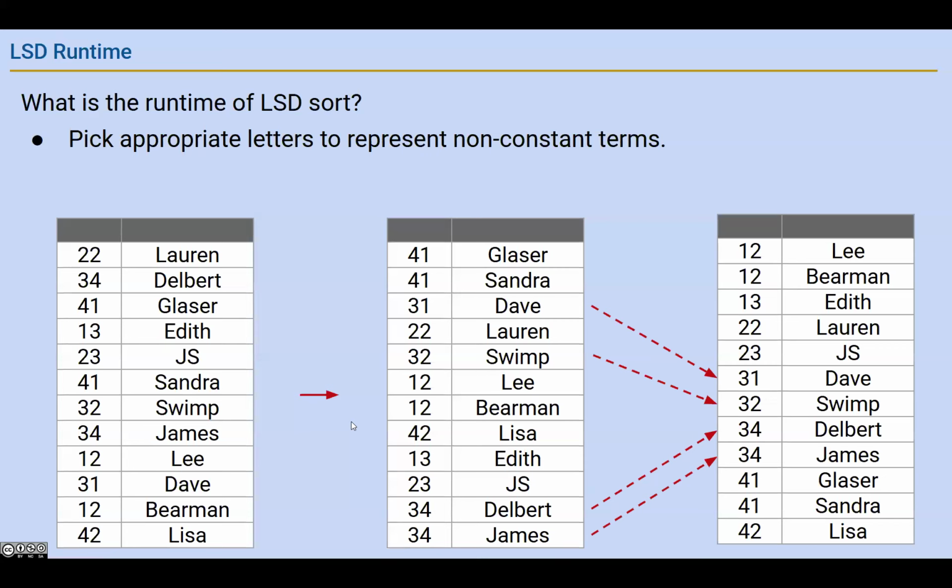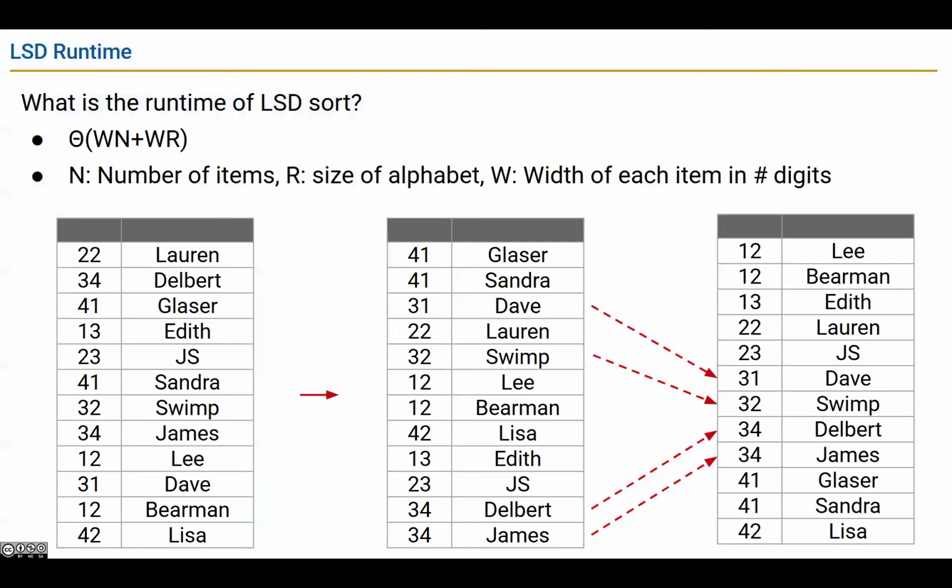How many times do you need to do a counting sort? Twice in this case because we had 2 digits. What in general? It's actually dependent on the values, right? So if we say that each item has at most W digits, it is going to take Wn plus WR time. It takes W times n plus R, where n plus R is the time for counting sort.